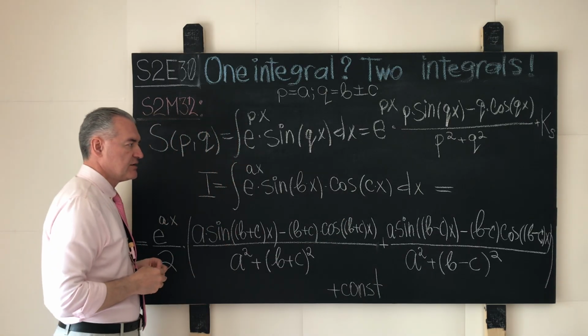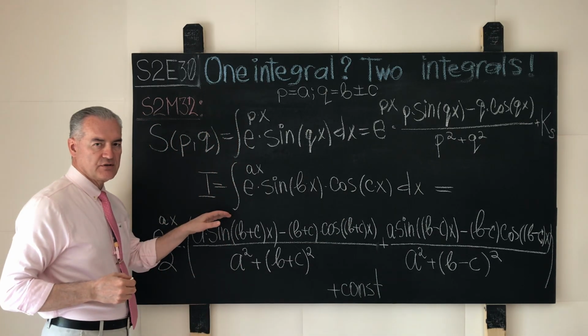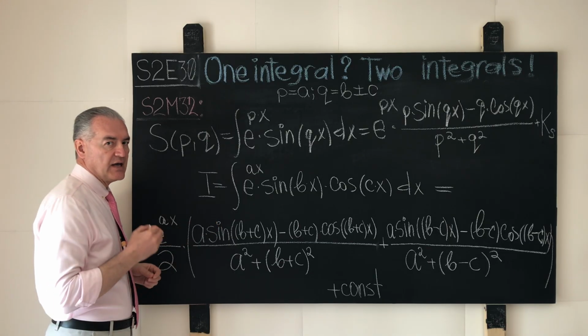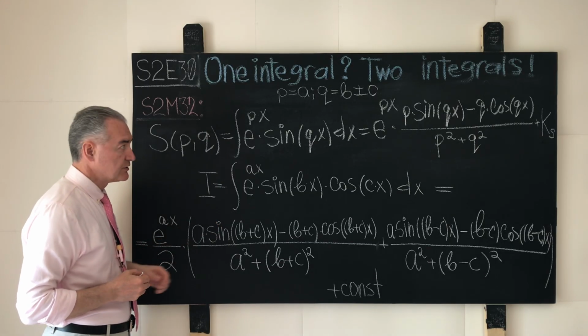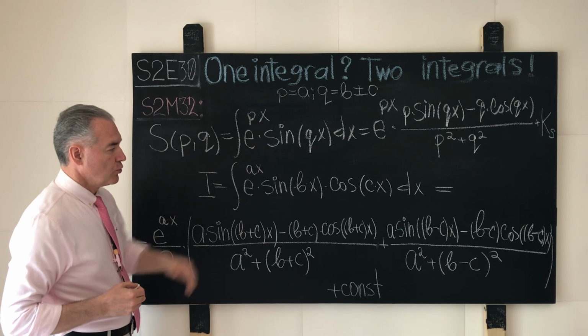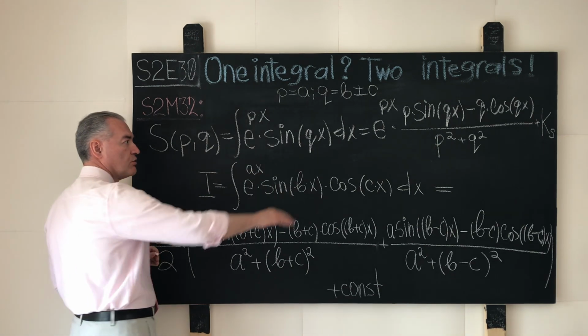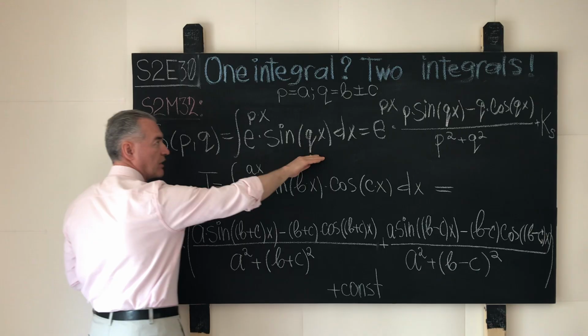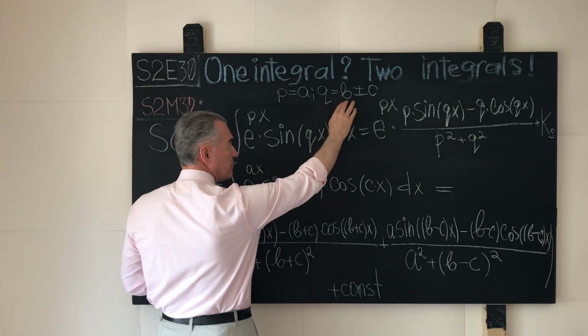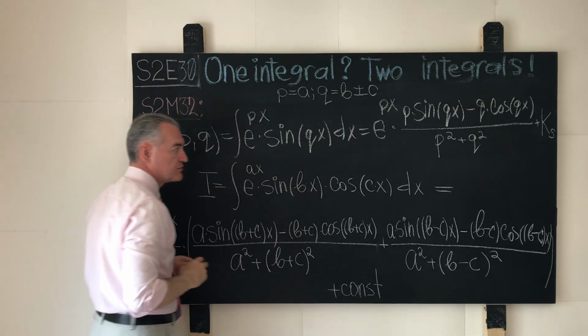And we already understand that the value of this indefinite integral is basically the average of two integrals shown over here, where in the first integral, the role of the constant real number q is played by what? By the sum b plus c, b and c being constant real numbers.